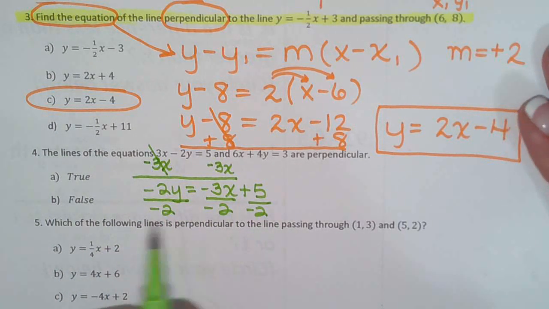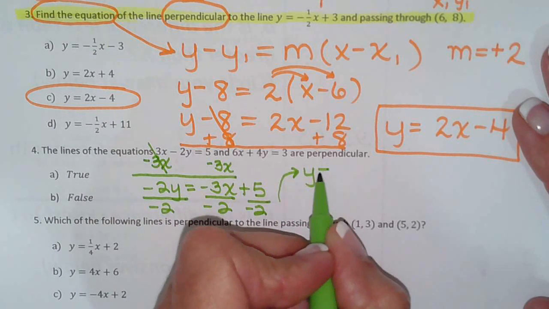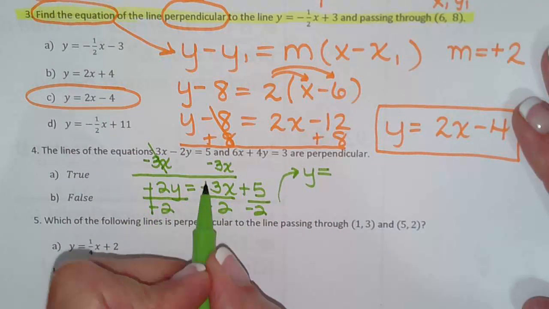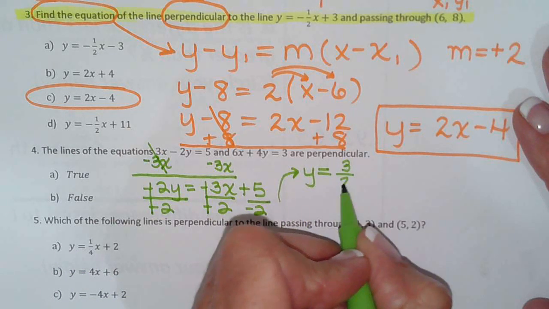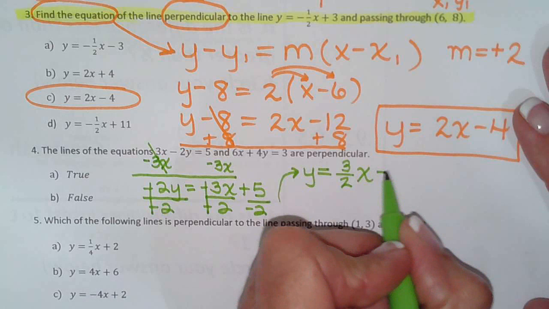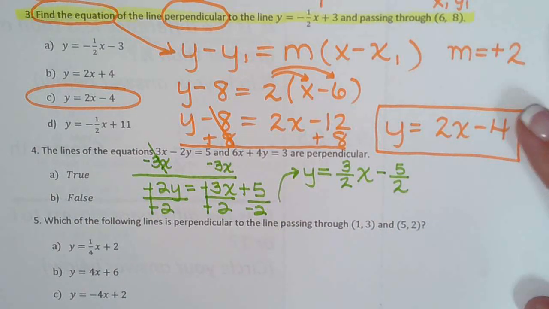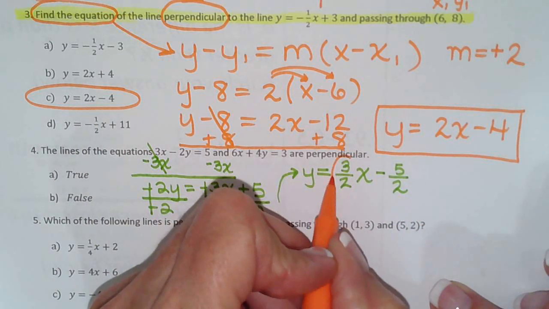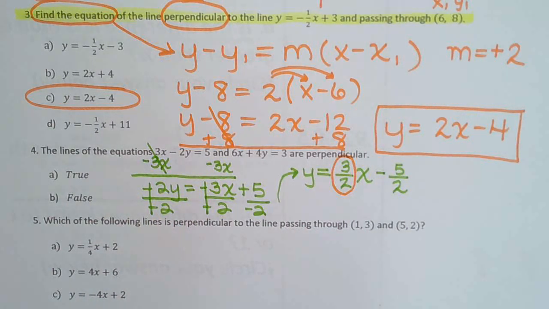Be careful with your signs on this next step. So that leaves me with y equals 2 divided by 2 is 1y. Remember, double negative, positive, so that's 3 over 2x. And then a positive divided by a negative is negative 5 halves, or you could write negative 2 1/2, either way. Okay, so let's go ahead and circle the slope, because remember, those are what we're going to be comparing to decide whether they're parallel or perpendicular.